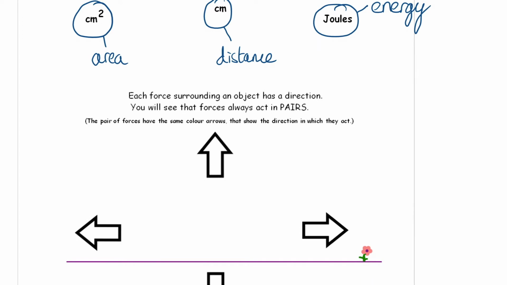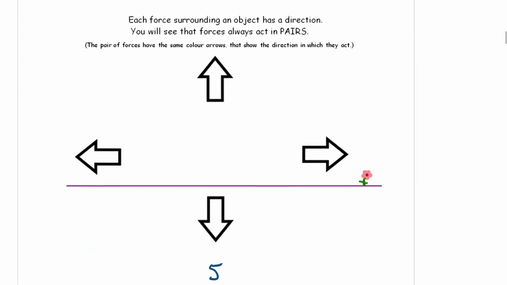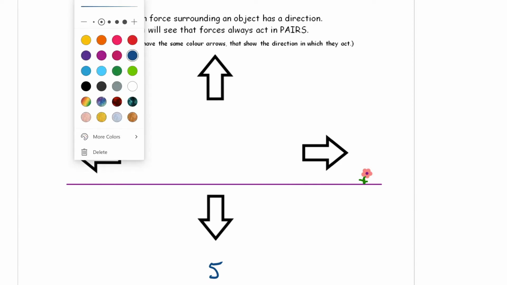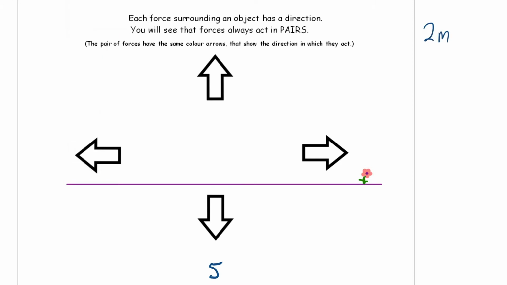Just moving down the page now, each force surrounding an object has a direction. You will see that forces act in pairs. You may remember from the previous topic, I've just talked about the difference between velocity and speed. Speed is a scalar quantity. It only has a size or magnitude. For example, 2 meters per second. So speed could be 2 meters per second.